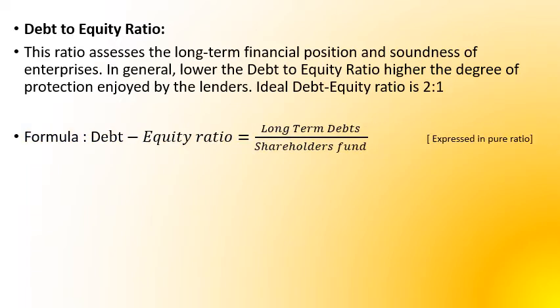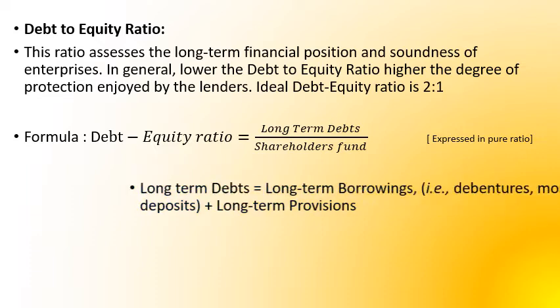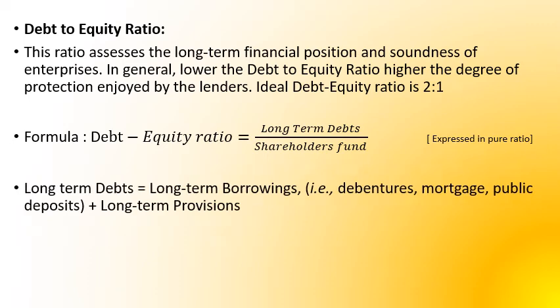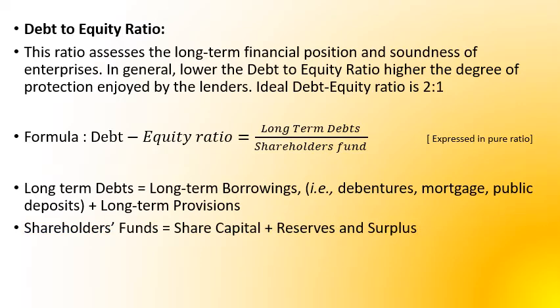The ideal ratio is 2:1, and the formula is debt equity ratio equals long term debt divided by shareholders fund. It is also expressed in terms of pure ratio. Now long term debt is equal to long term borrowings, that is debenture, mortgage, public deposit, or long term provision, which is included in the long term debt. And shareholders fund, as we know, is share capital plus reserve and surplus.